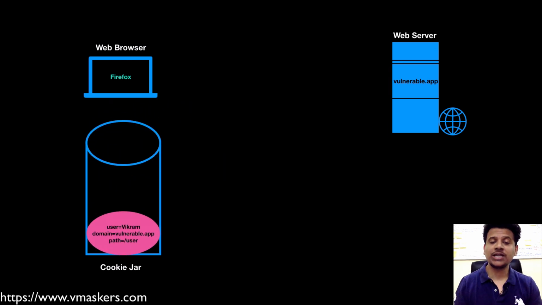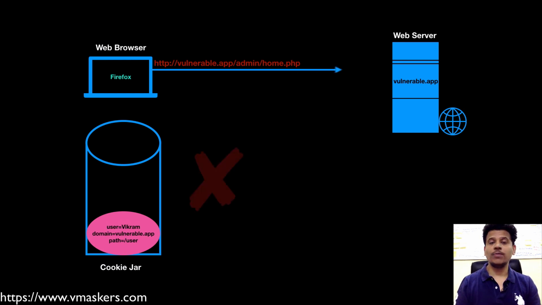Now this is your next request. You want to visit vulnerable.app/admin/home.php. So what do you think? Will the cookie be sent by the browser or not? No, the browser will not send the cookie. Why? Because the path in the cookie is /user and you are requesting /admin. So the cookie will not be sent by the browser.